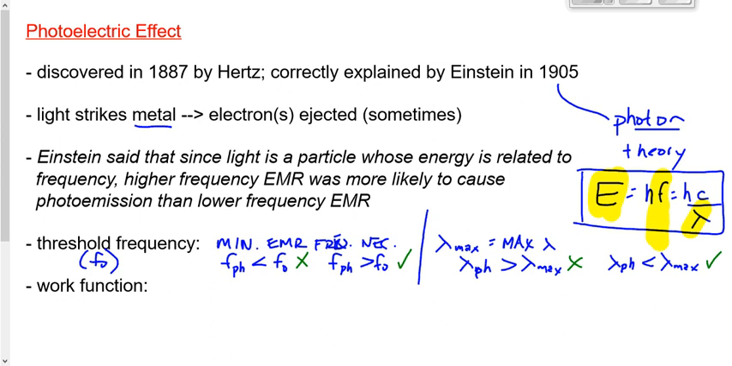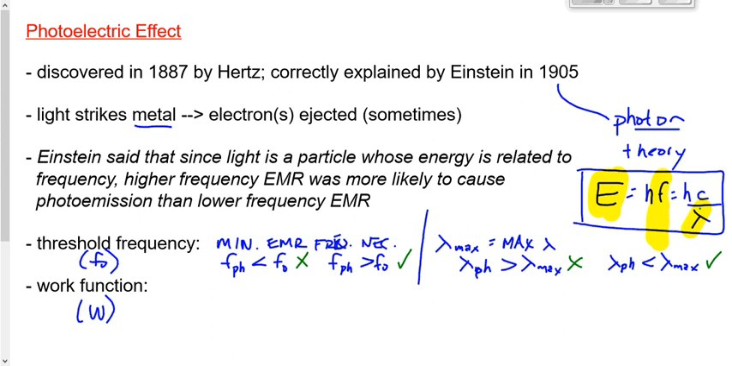Now, the work function goes along with this. The work function is the minimum energy necessary to eject an electron, which corresponds to the energy that's used up in the process of ejecting the electron.